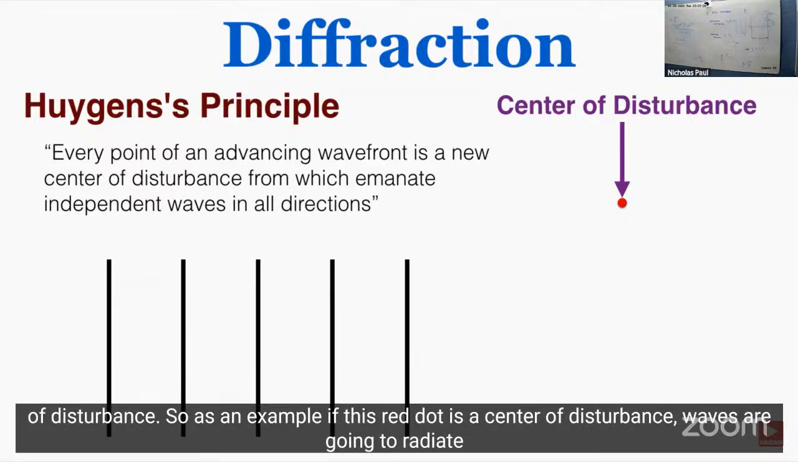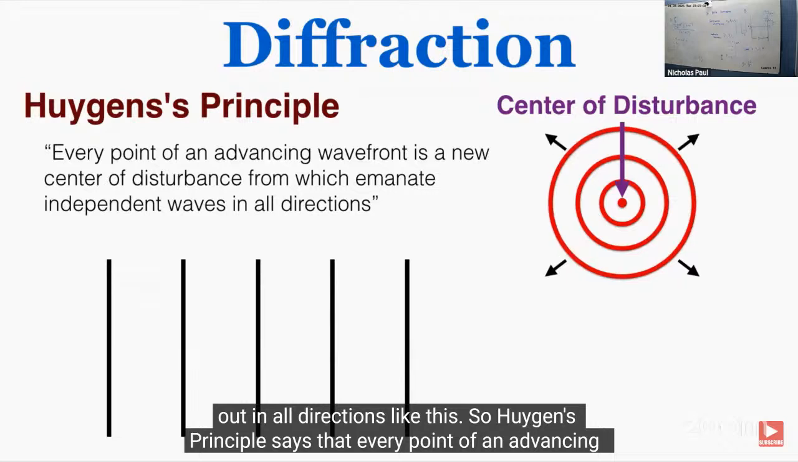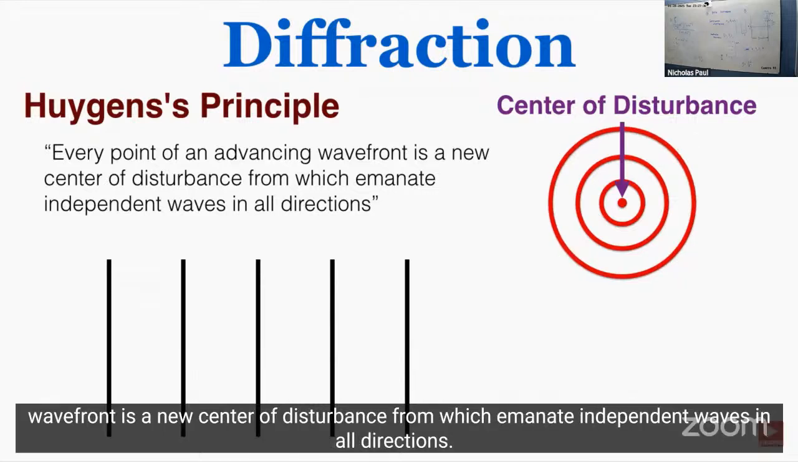So as an example, if this red dot is a center of disturbance, waves are going to radiate out in all directions like this. So Huygens' principle says that every point of an advancing wavefront is a new center of disturbance from which emanate independent waves in all directions.